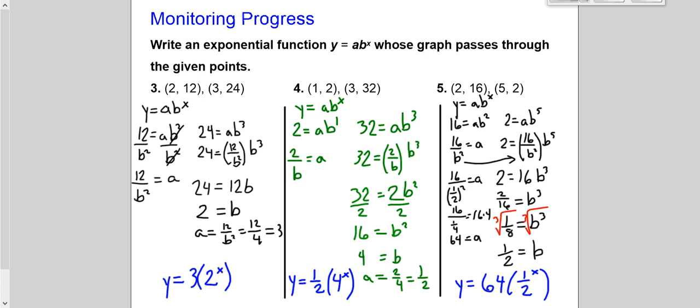All right, pause here if you need more time to look at these. You have quite a few of these in your assignment. Sometimes they'll give you 2 points on the graph. Sometimes they'll just list the coordinates of the points like we did here. If they give you a graph and they label 2 points for you, you're still going to do the same process as you see here.